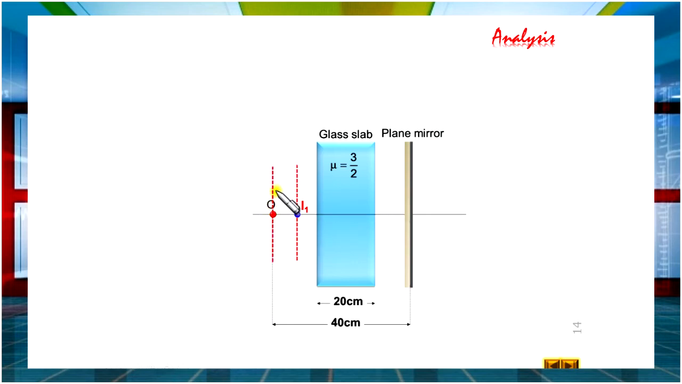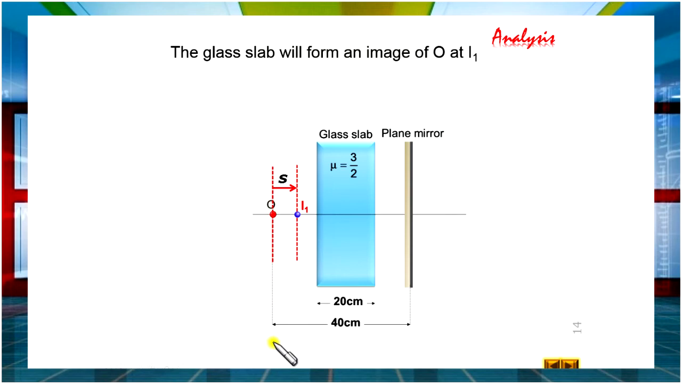So let us write, this is S, that is the shifting, right? And this object O will now be at 40 centimeter from the plane mirror. Now we can say the image formed by the glass slab will act as an object for the plane mirror. So the distance of the object from the plane mirror should be equal to 40 minus S.